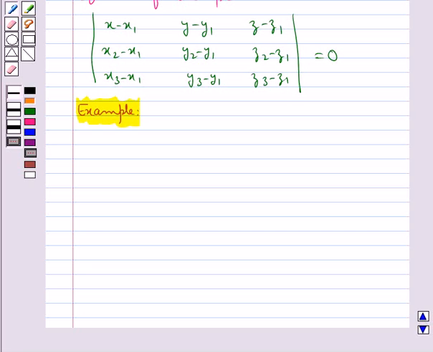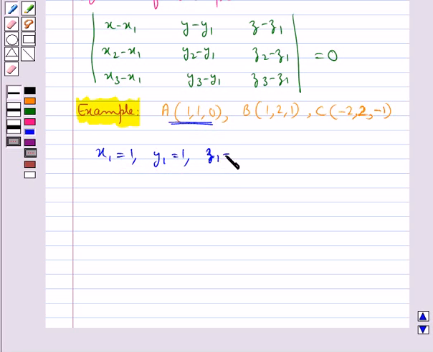We need to find the equation of the plane passing through the three non-collinear points given by point A with coordinates 1, 1, 0, B with coordinates 1, 2, 1 and C with coordinates minus 2, 2, minus 1. From the point A, we have x1 equal to 1, y1 equal to 1 and z1 equal to 0. From the point B, we have x2 equal to 1, y2 equal to 2 and z2 equal to 1. Then from the point C, we have x3 equal to minus 2, y3 equal to 2 and z3 equal to minus 1.